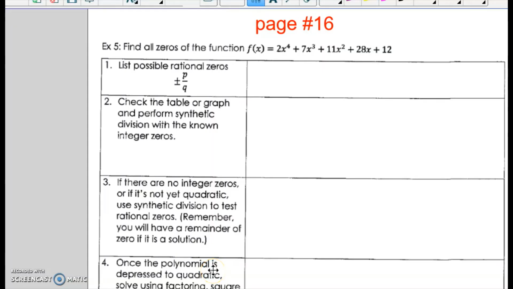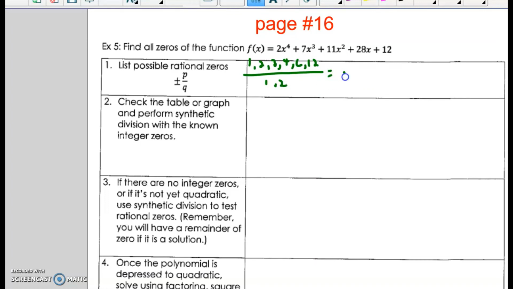Let's put the whole thing together. So everything we've done so far, we're going to put it together. So example 5 on page 16 says list the possible rational zeros. So that takes the factors of the constant, that's 12. 1, 2, 3, 4, 6, and 12, and divides them by the factors of the leading coefficient, which is 2, with 1 and 2.